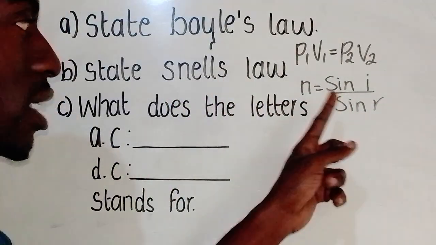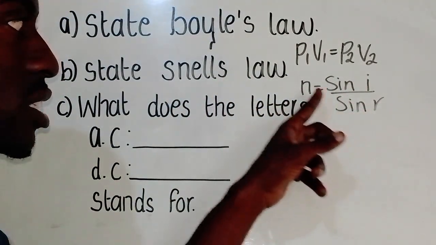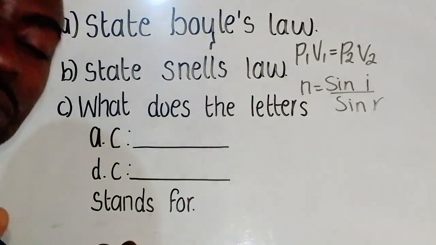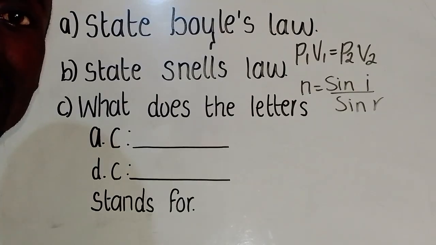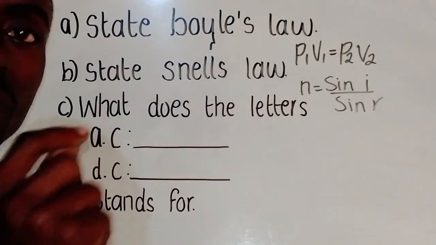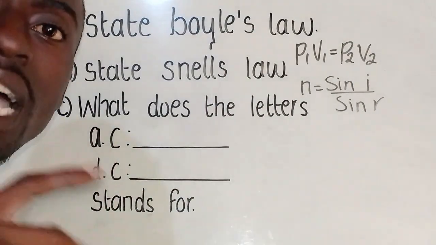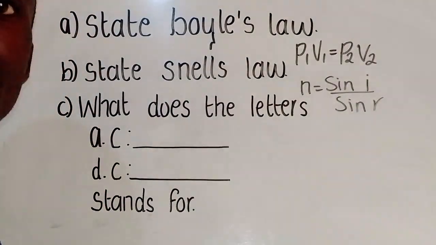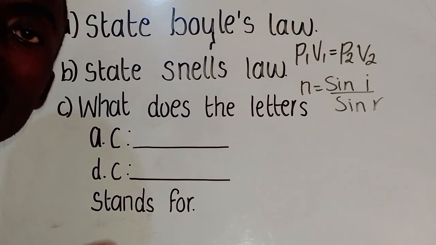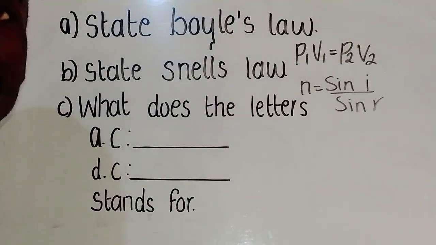The answer you get when you solve this, which is n, is called the refractive index. It tells us how much light will bend when it enters from one medium into another, for example, from water into air or vice versa.